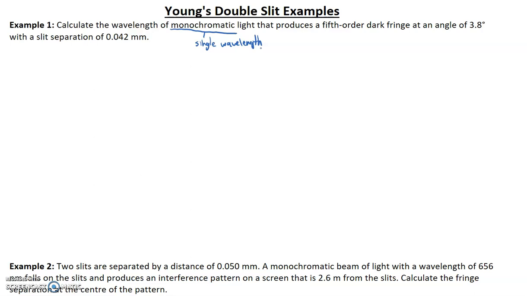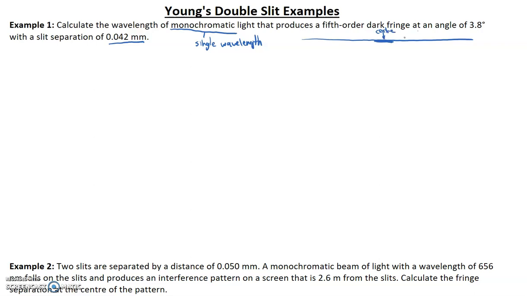The second thing is that you'll notice how small these slit separation distances actually are. They're 0.042 millimeters, and we need to put that in SI units, which we'll do shortly. So let's deal with this fifth order dark fringe now. If I have the center fringe, so let's assume we've got a screen right here, and that center bright fringe, this is the center bright fringe right there.